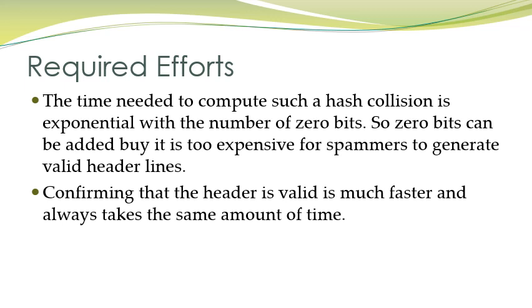For calculating the hash cache, the sender has to spend a lot of computational power. The time needed to compute such a collision is exponential with the number of 0 bits, and so more 0 bits can be added. Adding the 0 bits in the hash makes it a very expensive task for a spammer to generate a valid header. So this hash cache prevents denial of service attacks on email.